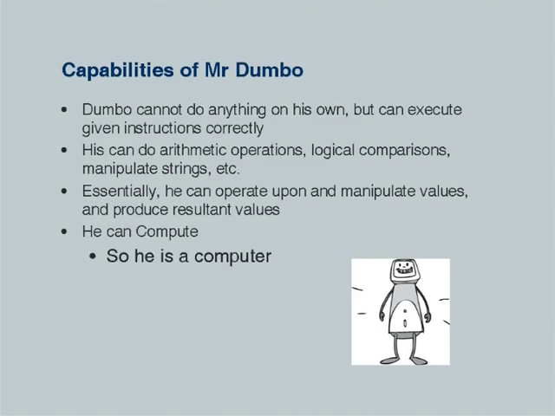Don't forget that there are still problems lying on the critical part of the spectrum, where even the fastest computers could take days and months to solve those problems. We shall refer to these problems later on in the course when we discuss more complex problems. So, since Mr. Dumbo can compute, we call him a computer. Once again, I repeat, he can execute instructions absolutely correctly and pretty rapidly, but he cannot do anything on his own.